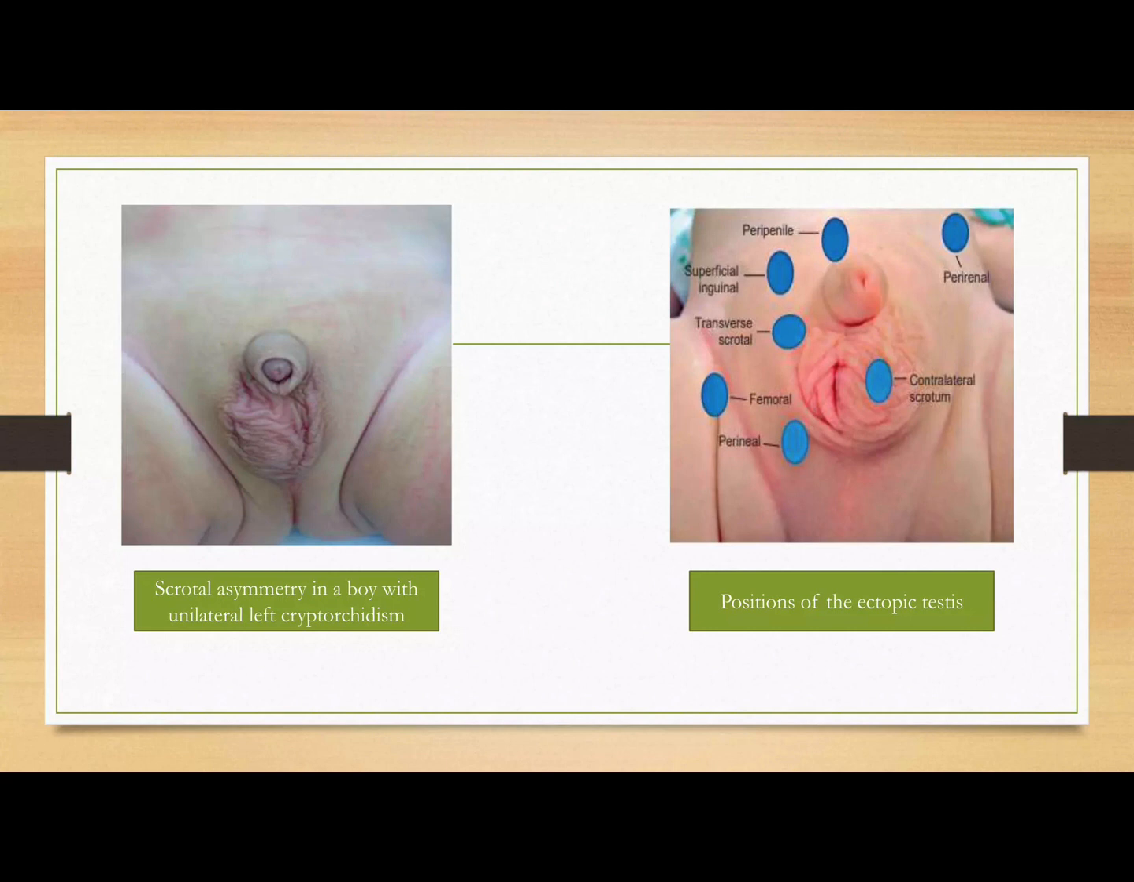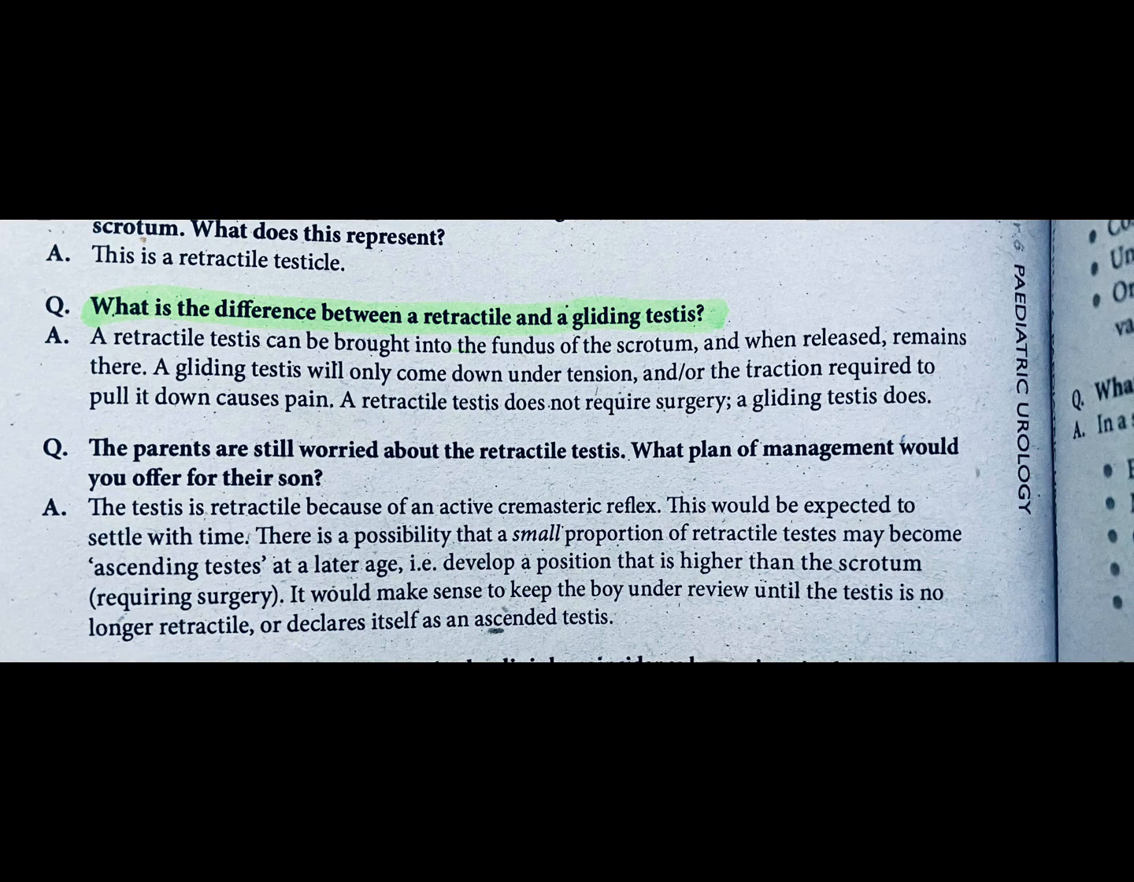Now coming to the differences between the retractile testis and a gliding testis. A retractile testis can be brought into the scrotum and when released remains there for a time, while a gliding testis will only come down under tension, and the traction required to pull it down causes pain. So a retractile testis does not usually require surgery, while a gliding testis requires surgery. That's why we observe the patient with a retractile testis till adulthood, and the reason for this retractile testis is the hyperactive cremasteric reflex.